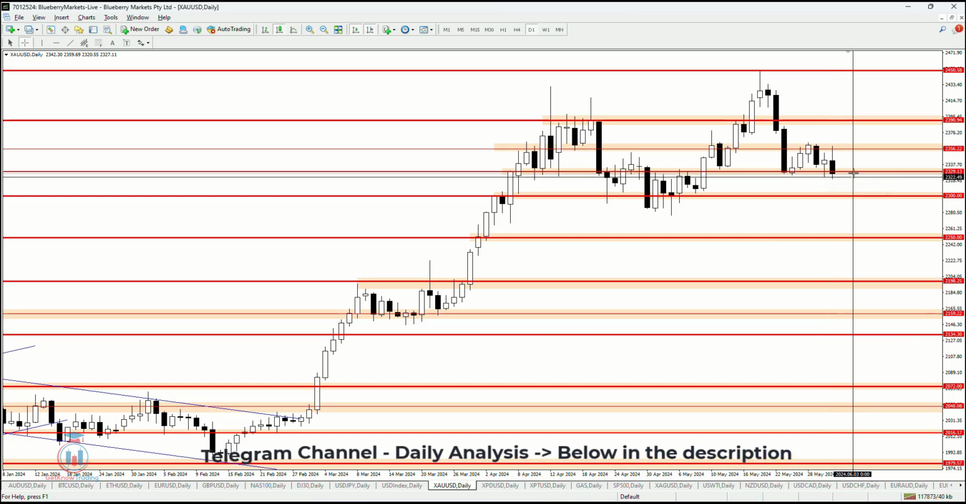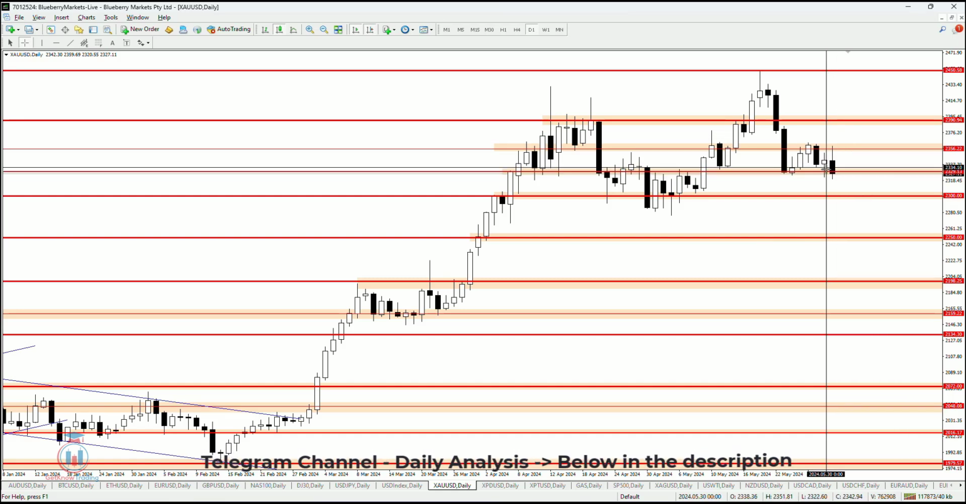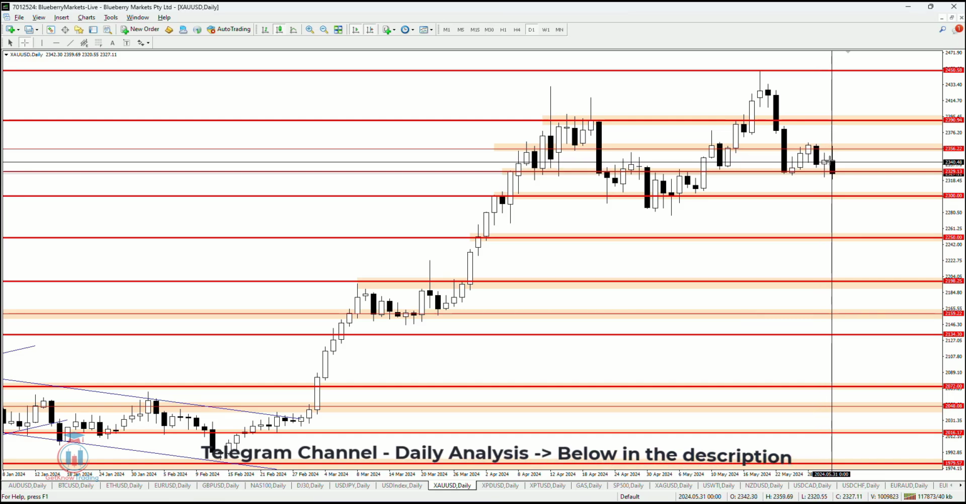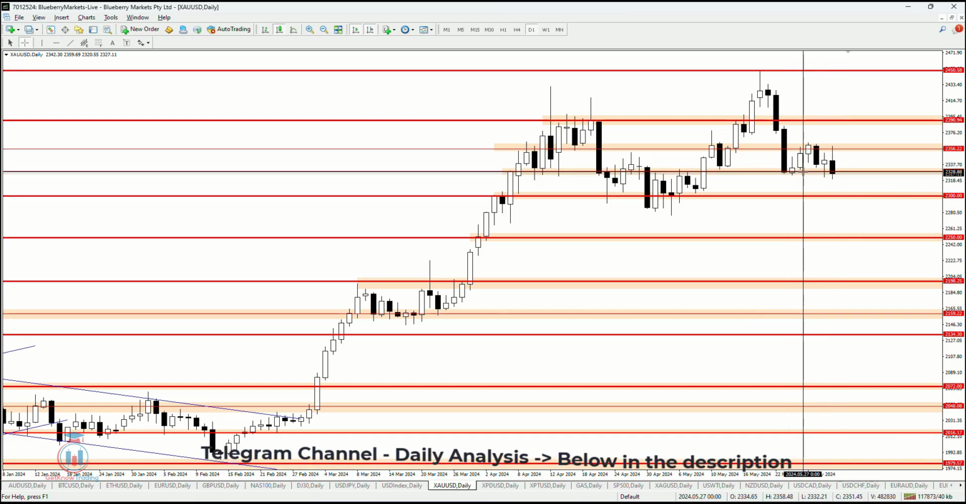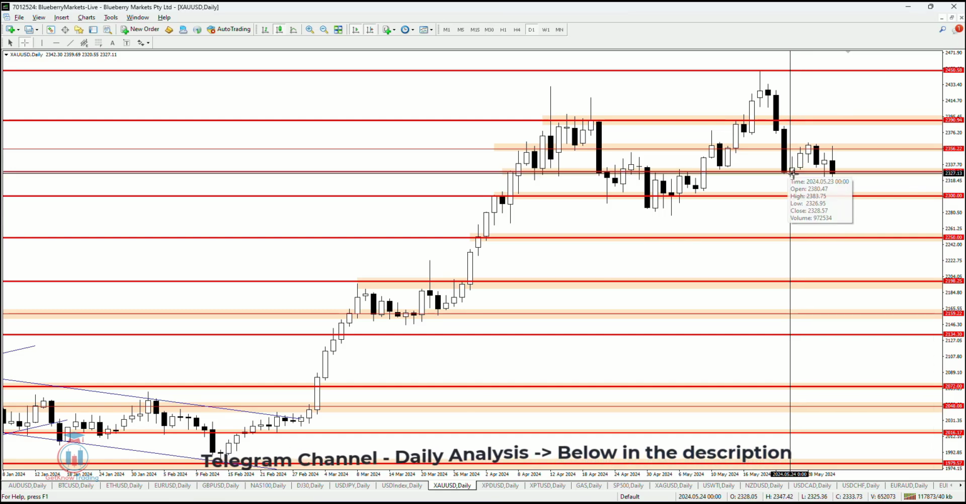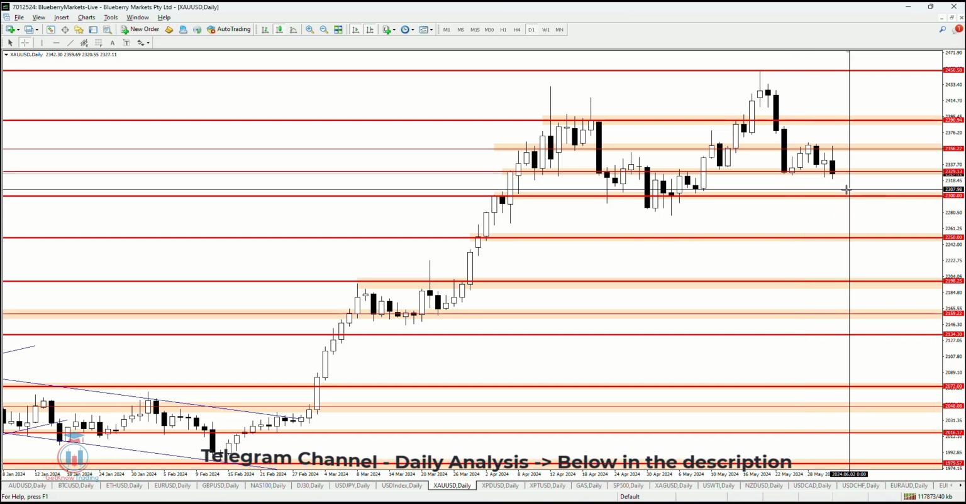Now what will happen? Currently on the daily time frame, I can see a bearish engulfing candle that has been formed on Friday, and it has closed below the very important open and close price of these two candles, which is indicating a further decline in value.